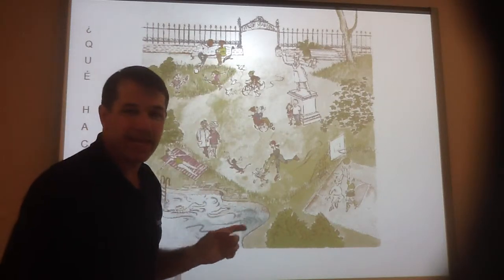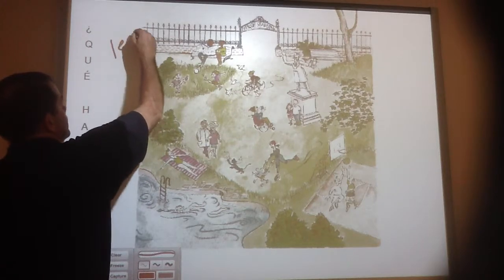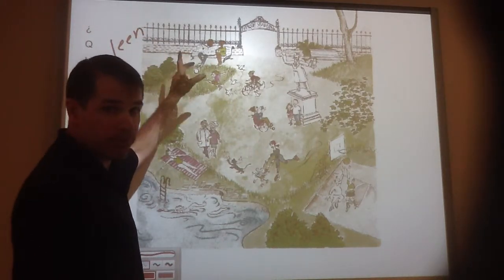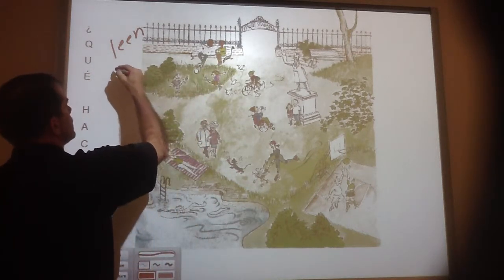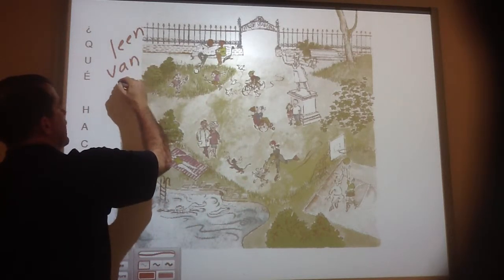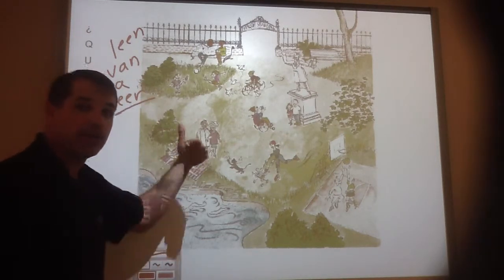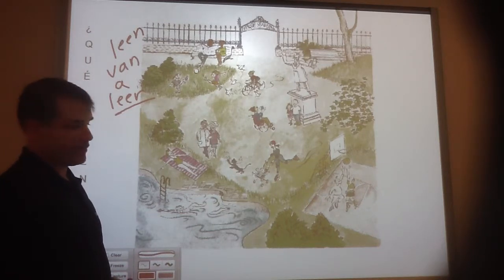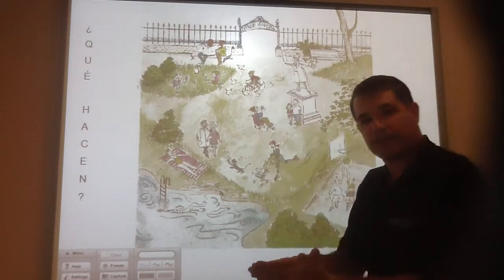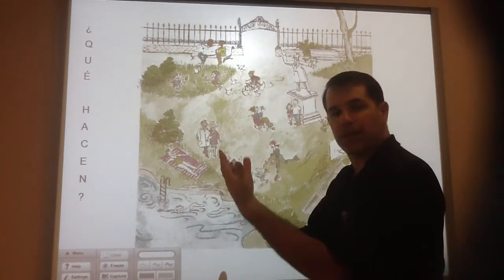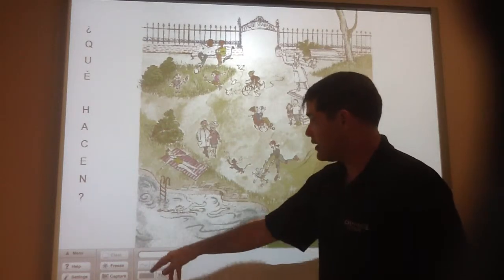Ellos leen el periódico. Leen, remember I have the two E's with leer? Leen el periódico. Okay? But van a leer mañana. Leave that in the infinitive. They're going to read. Van a leer. Okay, so there's how we use verbs in the present tense and how we use a form of ir plus a plus the infinitive to say that you're going to do something the next day, next week, or later.